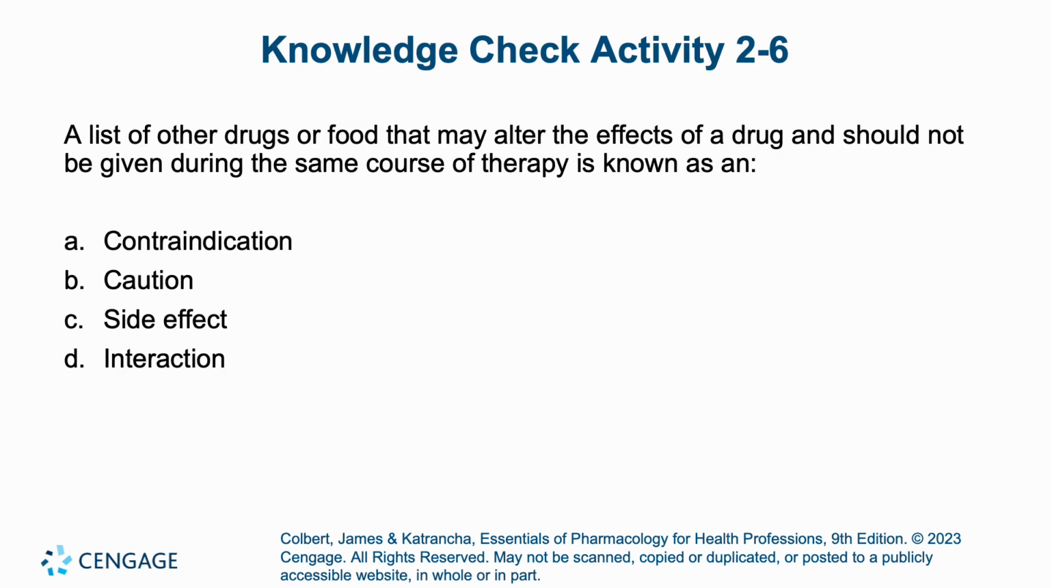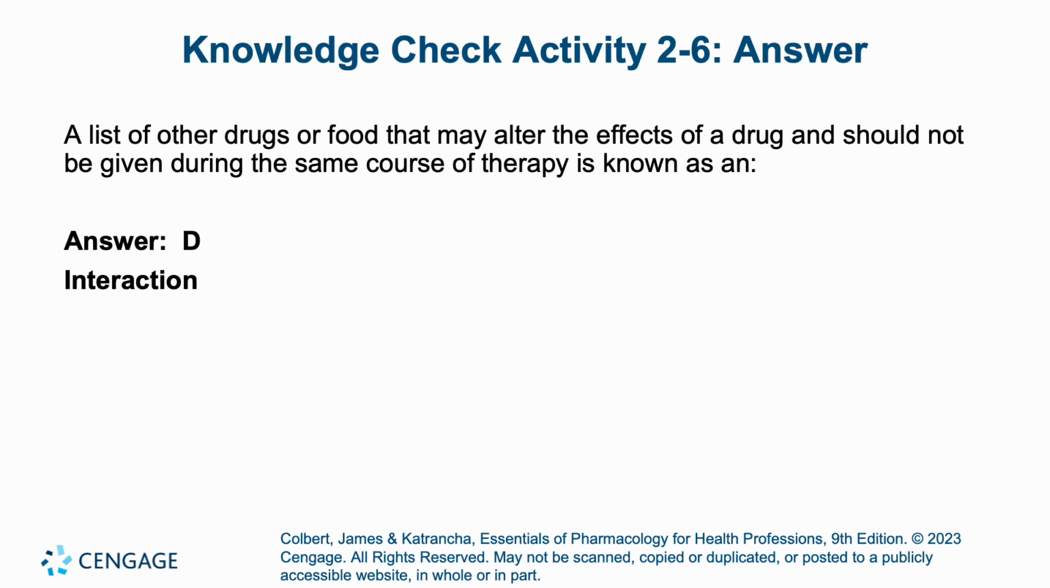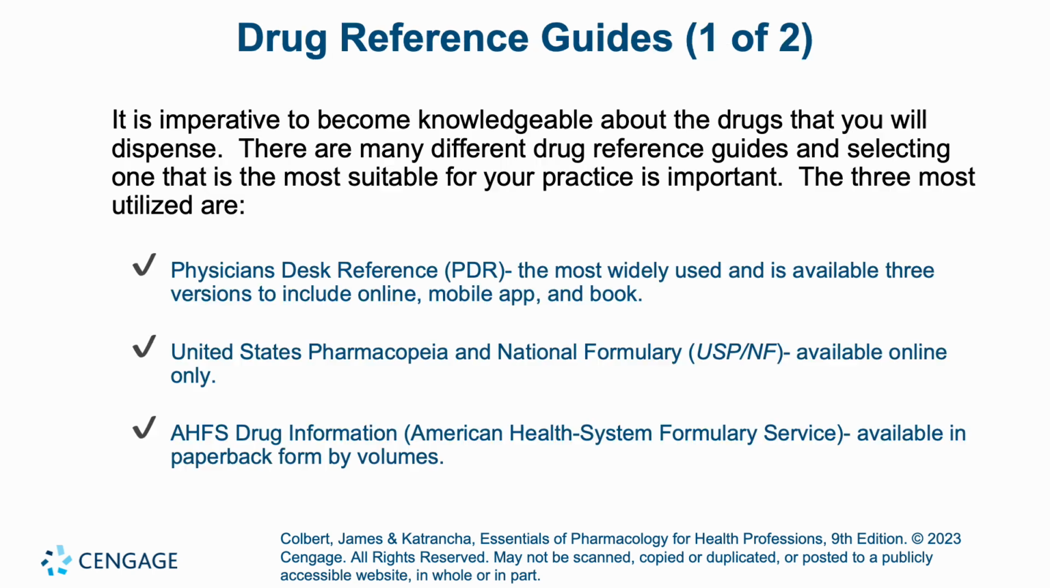Knowledge check. A list of other drugs or food that may alter the effects of a drug and should not be given during the same course of therapy is known as an A, contraindication, B, caution, C, side effect, D, interaction. And the answer is D, interaction.